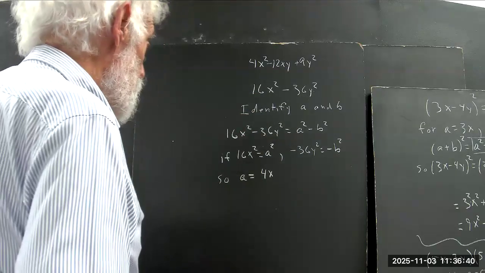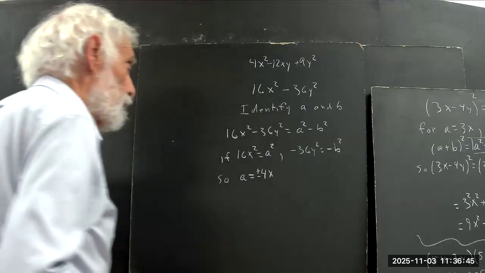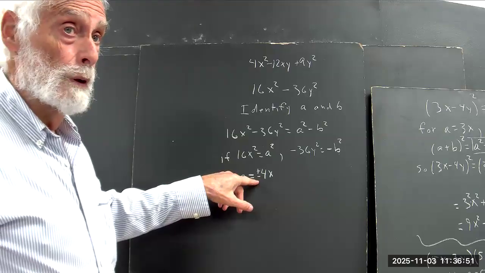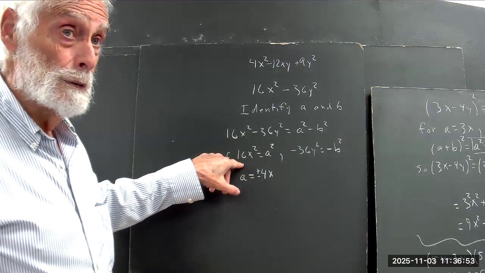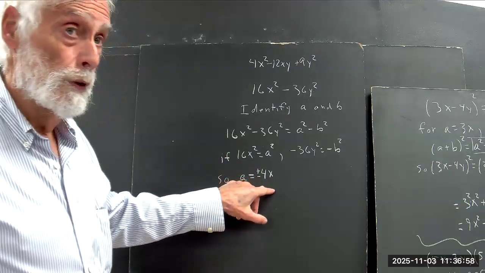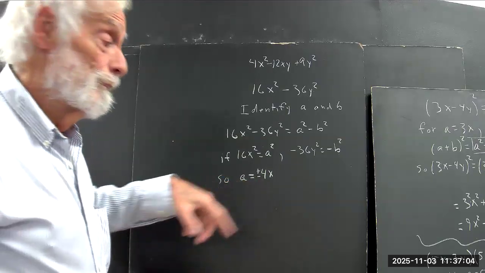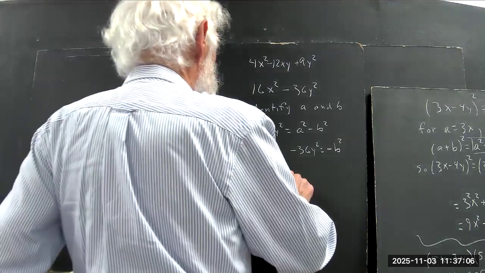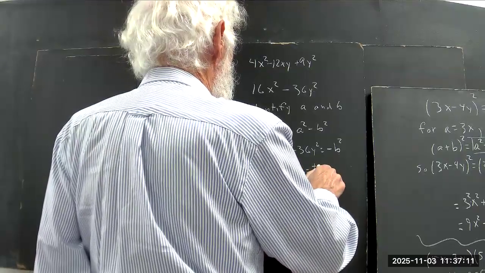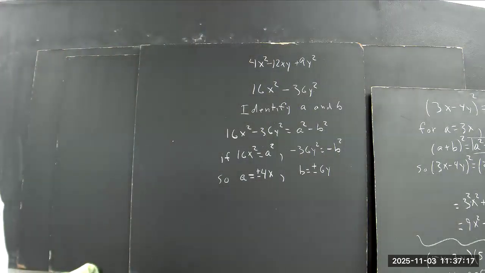Okay. But of course, A could be plus or minus 4x. Because if A was negative 4x, A squared would still be 16x squared, wouldn't it? So you don't know whether A is supposed to be plus 4x or minus 4x. And sometimes that makes a difference. And B would be possibly plus or minus 6y.